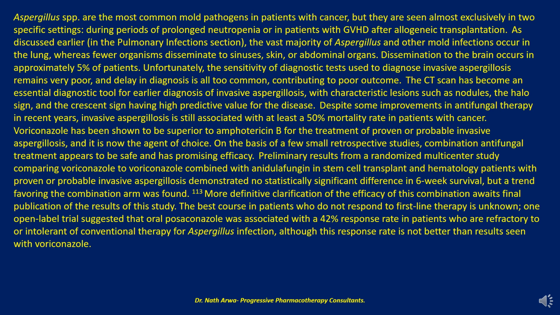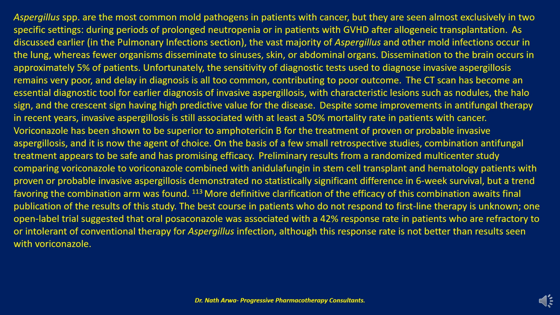Voriconazole has been shown to be superior to amphotericin B for the treatment of proven or probable invasive aspergillosis, and it is now the agent of choice. On the basis of a few small retrospective studies, combination antifungal treatment appears to be safe and has promising efficacy.